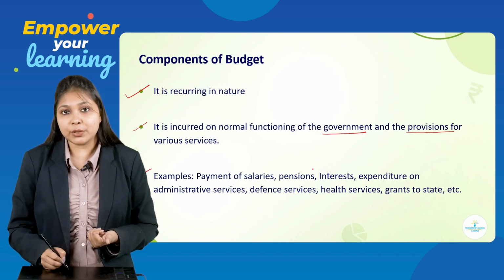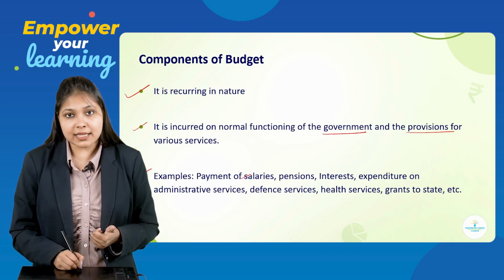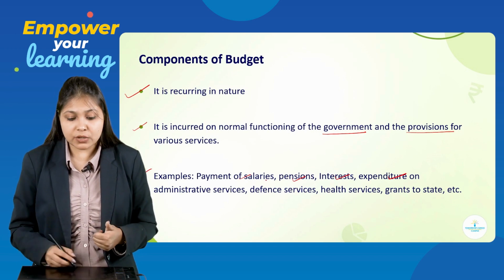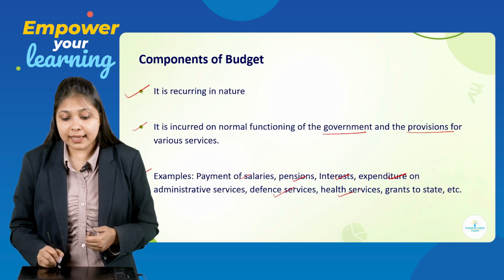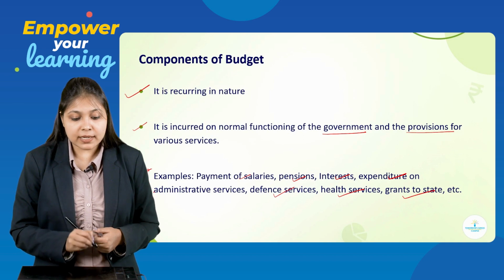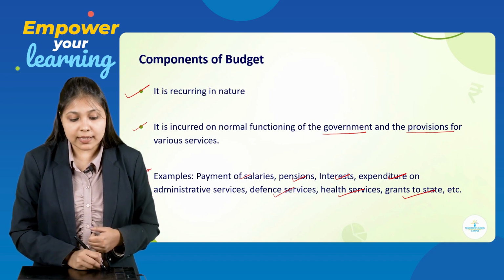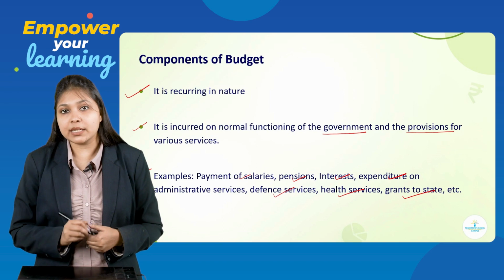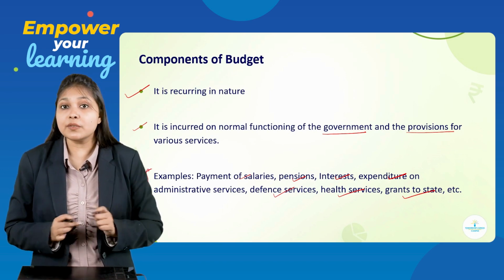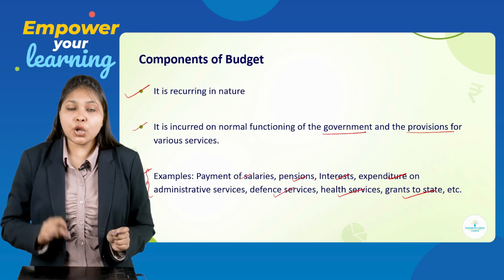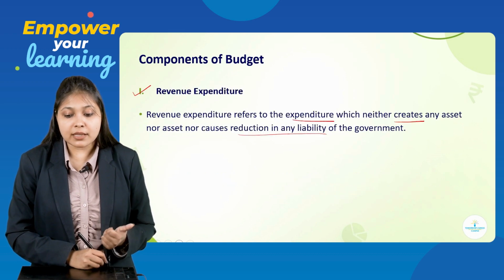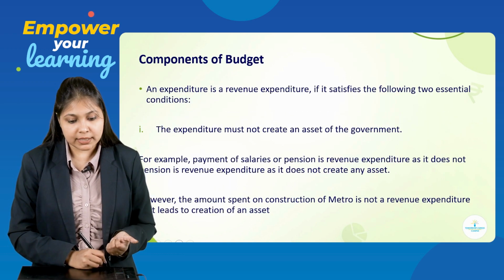Examples of revenue expenditures are payment of salaries, pensions, interest, expenditure on administrative services, defense services, health services, grants to states, etc. These are a few major examples of revenue expenditures. So once again, revenue expenditures are those expenses which will neither create any asset nor reduce any liability of the government. Such expenses are called revenue expenditure.